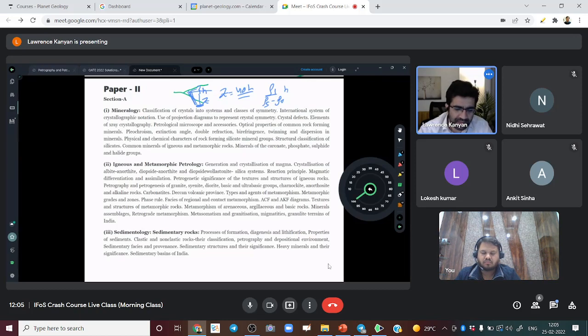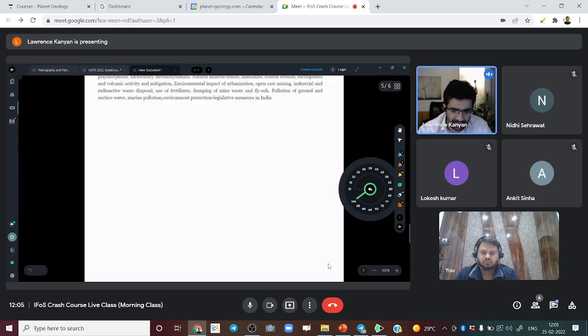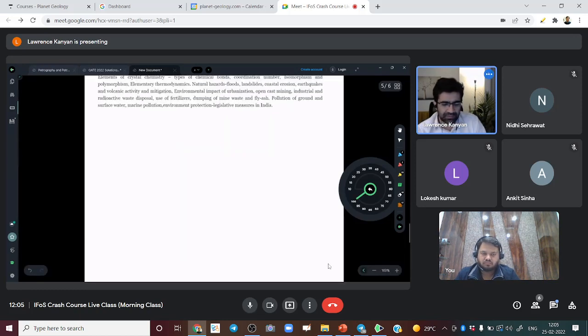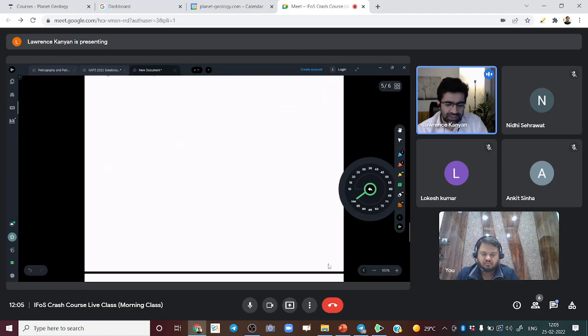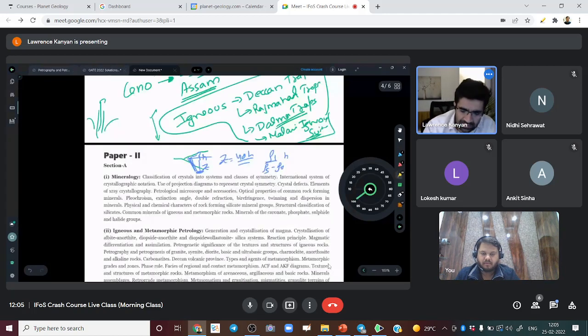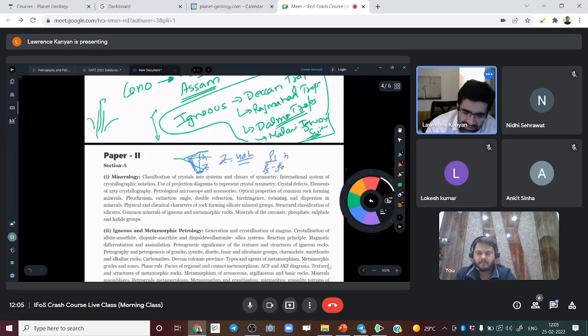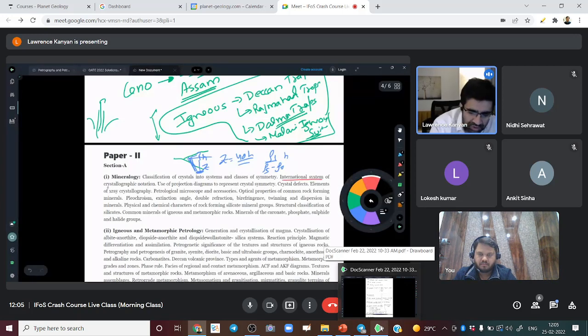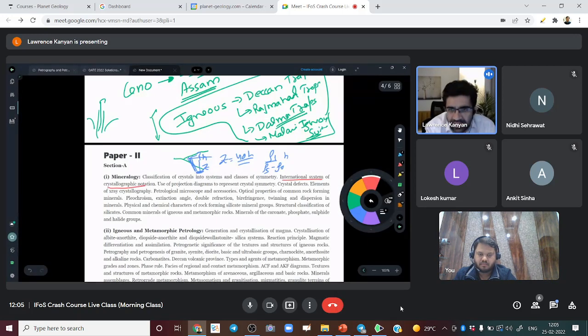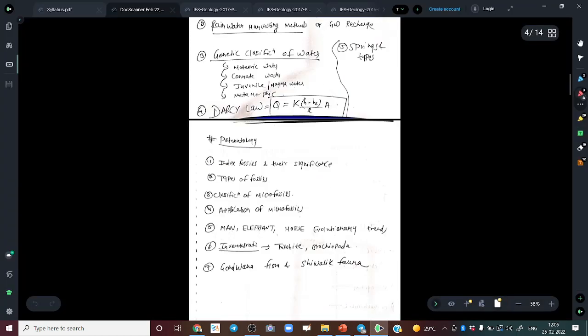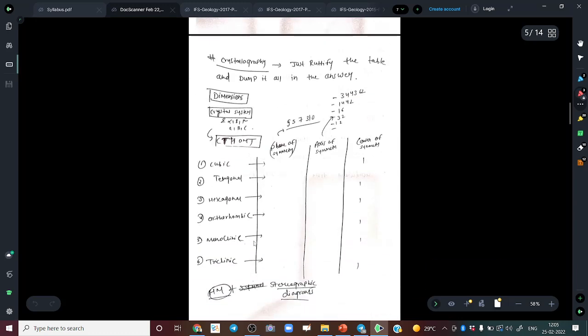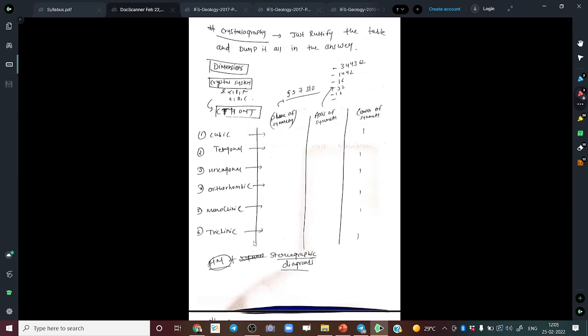The next part. I'll try to be a little bit quick in this part. Mineralogy. The must-know part, the easiest part which you can do, is the international system of crystallographic notation. This is very simple, but most students get confused between these. Another name for this one is Hermann-Mauguin notation.